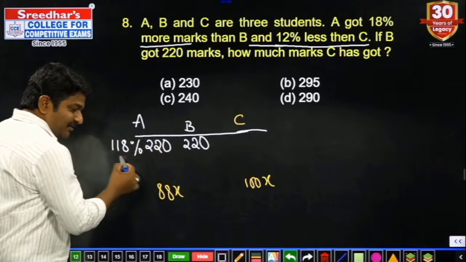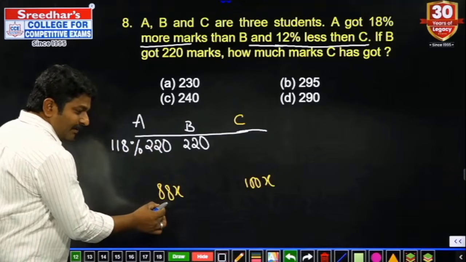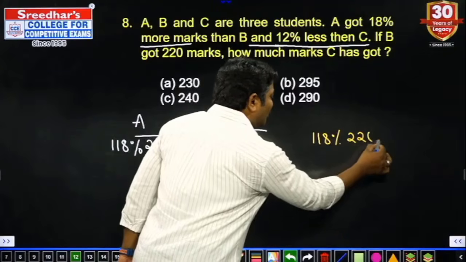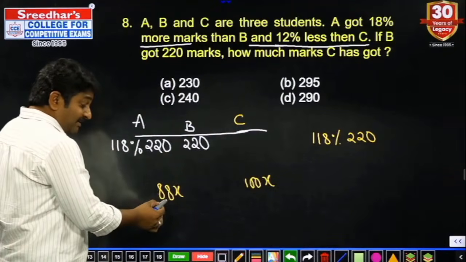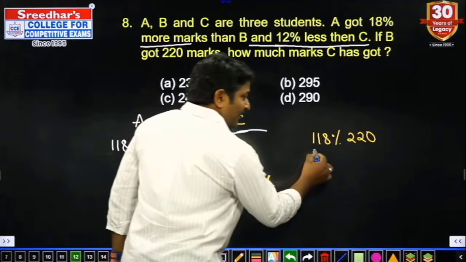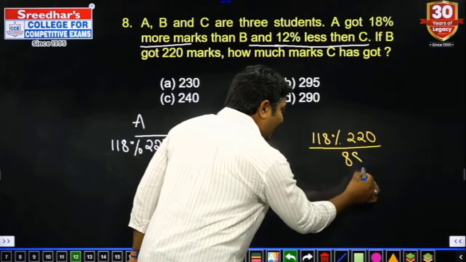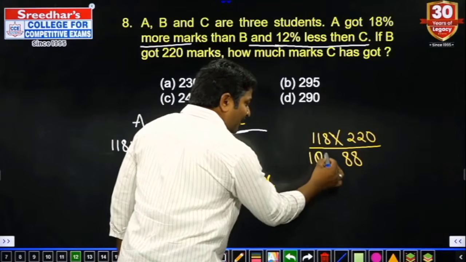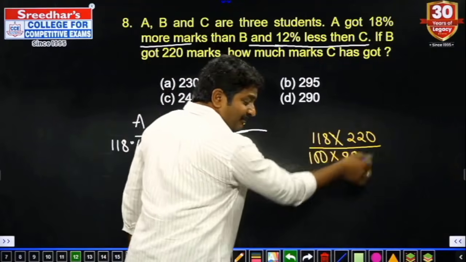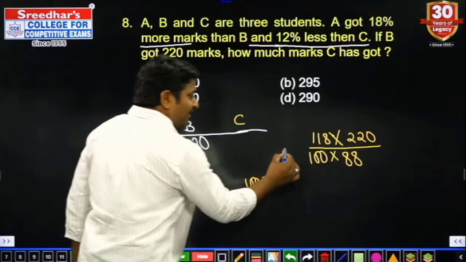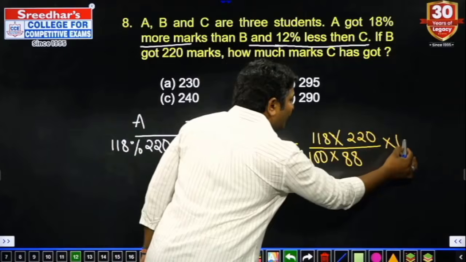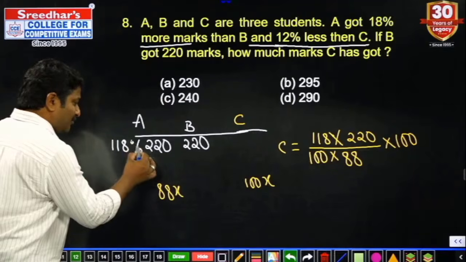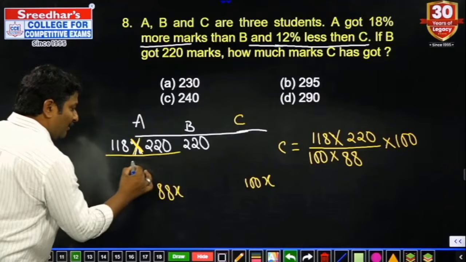A's value is this much, which is equal to 88x. Then 118% of 220 is equal to 88x. The x value is equal to that divided by 88. If I delete the percentage, you have to write 100 in the denominator. This is the x value. C is equal to 100x, so C is equal to that into 100.